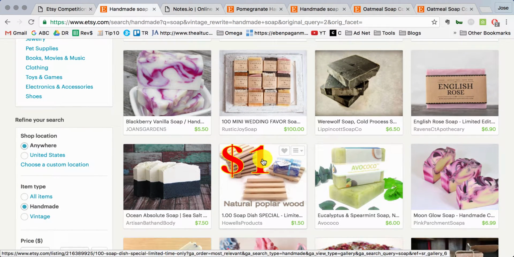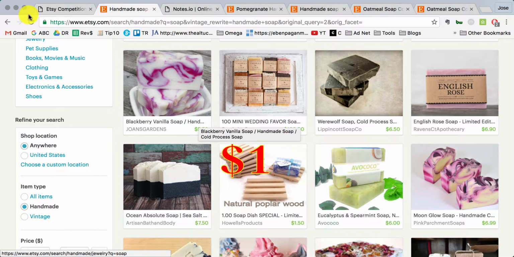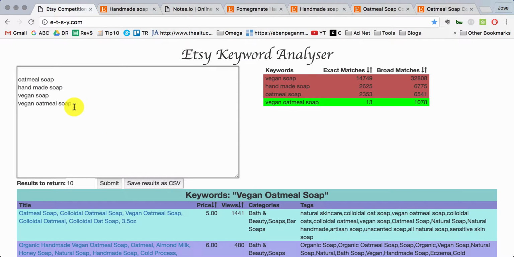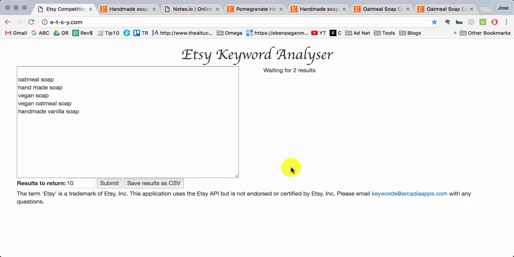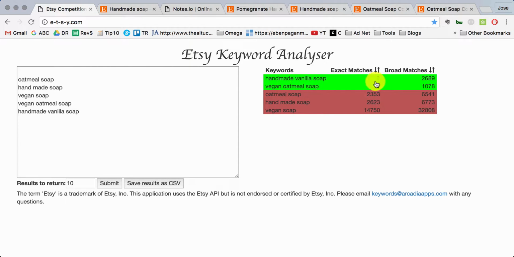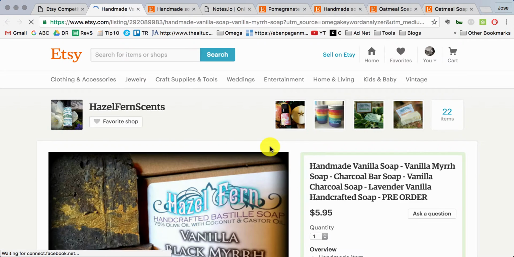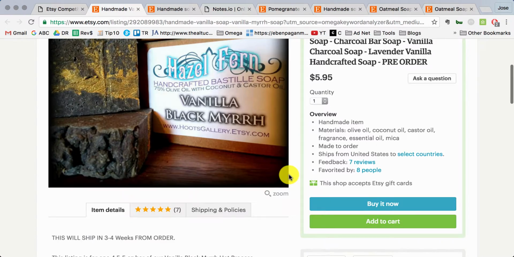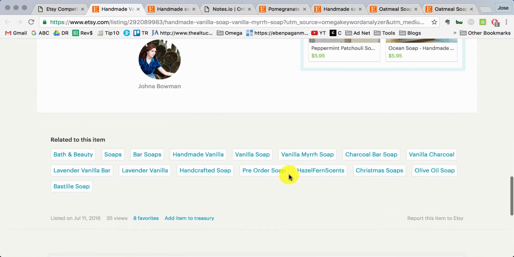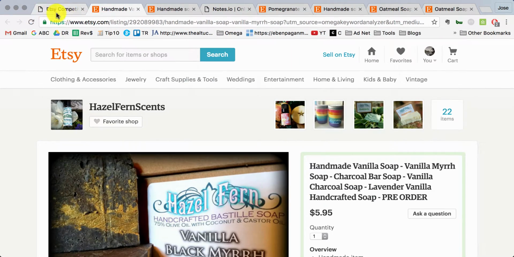And you can just look at, for example, there's vanilla soap. So maybe I want to do handmade vanilla soap. Okay, hit submit. Handmade vanilla soaps. There's a lot of broad matches, so there's only 7 exact matches, which means I could probably rank very well for that keyword. So you could click over here to the listing, see how people are doing over here with it. Again, you get all your tags, everything else from over there.